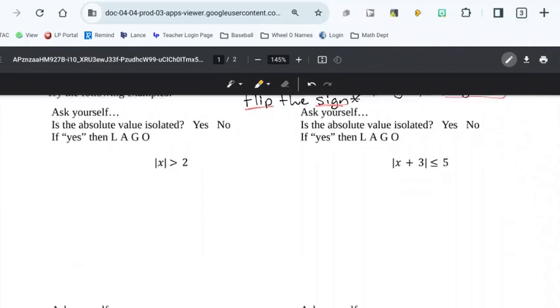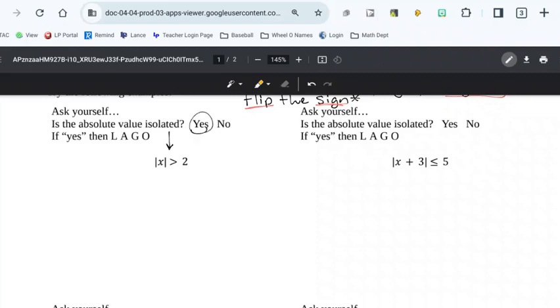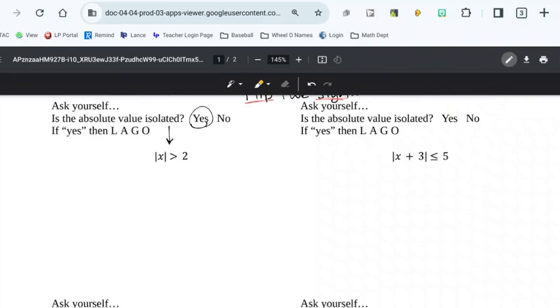So in our first class example, ask yourself, is the absolute value isolated? And the answer to this is yes. The absolute value is by itself on the left side of the inequality. There's nothing with it, so it's isolated. Once it's isolated, we go to step 2 and we say, okay, let's use LAGO. Is it a less than for an and problem or a greater than for an or problem? In this case, this is a greater than symbol, so we will get an or problem.